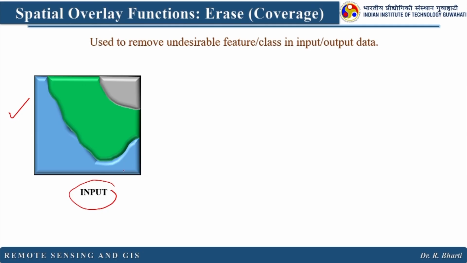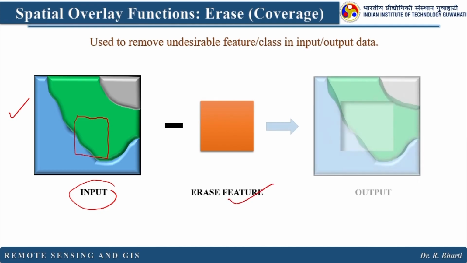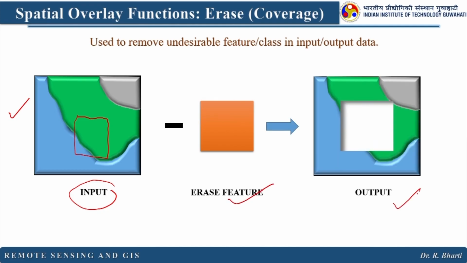But when you are dealing with this classified map which has been derived from a satellite data, but somehow you feel that this particular area is not relevant, or maybe a particular class is not relevant to you or in your project, then how do you remove that class from your output? So then we have to define a erase feature, and then you can get this kind of output.